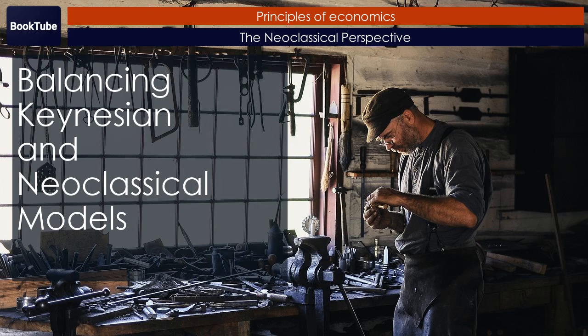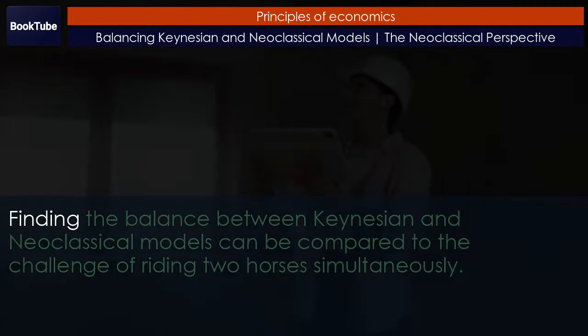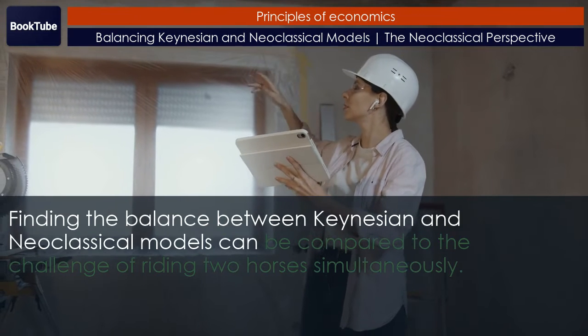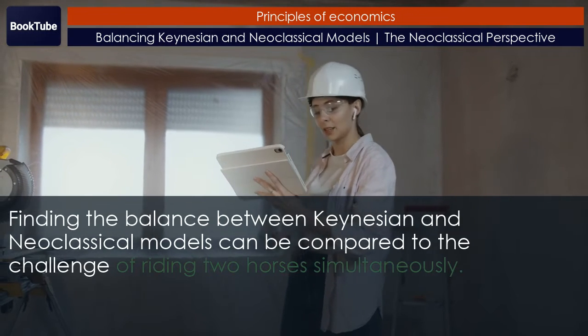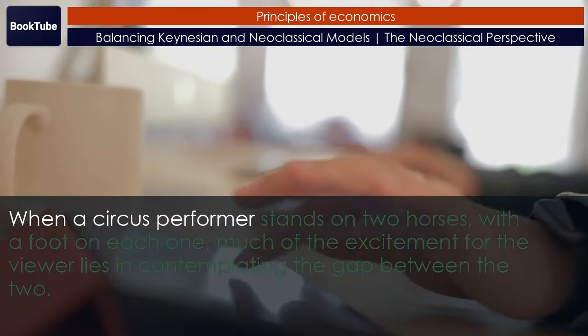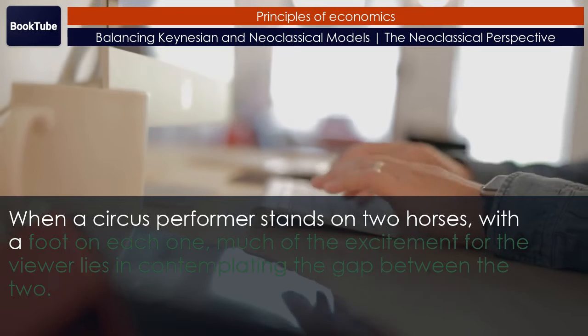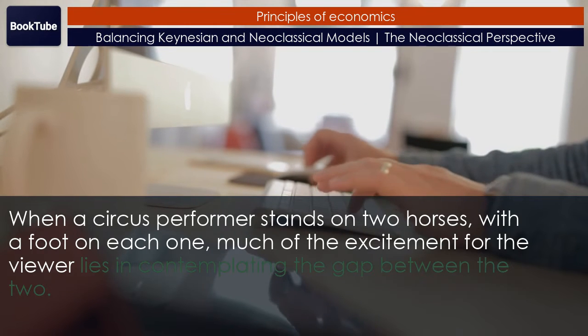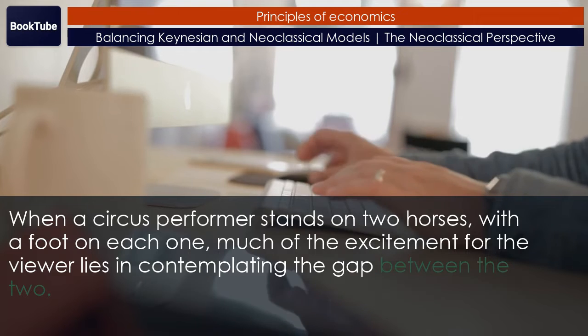Balancing Keynesian and Neoclassical Models. Finding the balance between Keynesian and Neoclassical models can be compared to the challenge of riding two horses simultaneously. When a circus performer stands on two horses, with a foot on each one, much of the excitement for the viewer lies in contemplating the gap between the two.